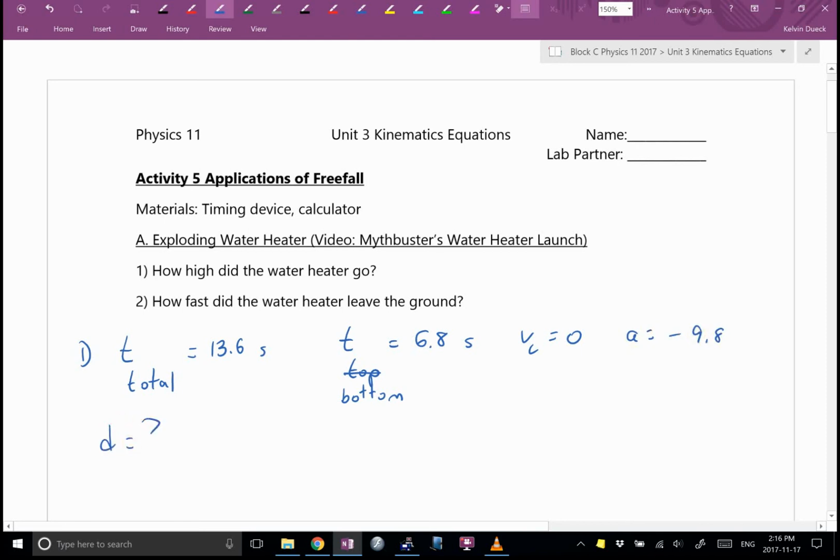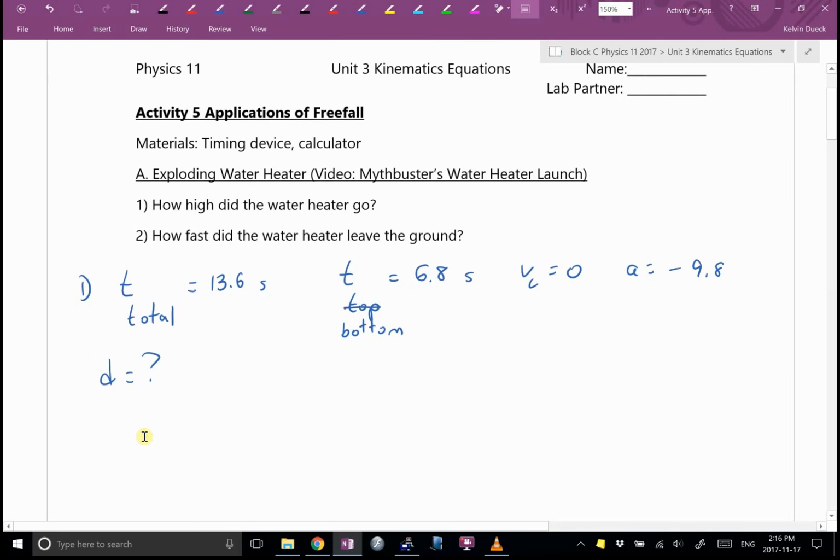From that, can we calculate how far it fell, which would also be the same as how high it went? I'm looking for an equation that's got a D, a VI, a T, and an A in it. Which one? Yeah, and I didn't bother doing the VIT, which is also why I said, why don't we start our timer at the top? It gives us a lovely VI is 0, and I know that. Okay.